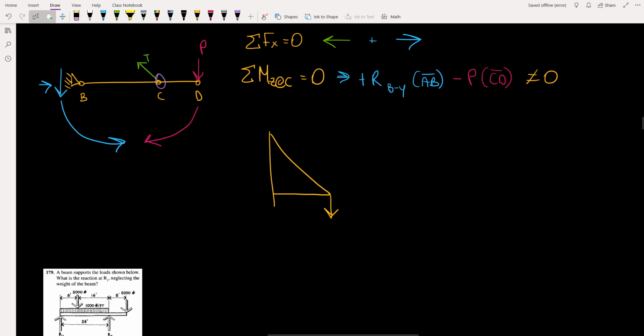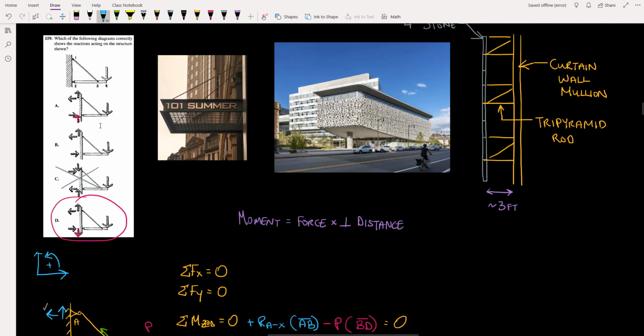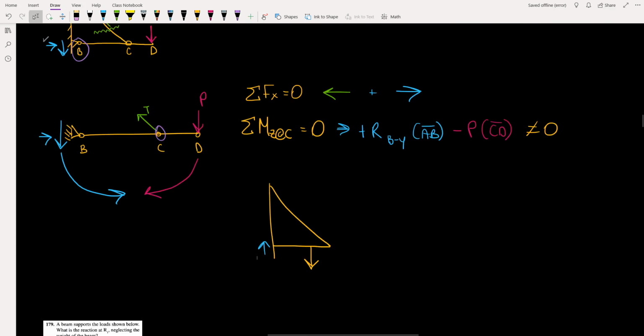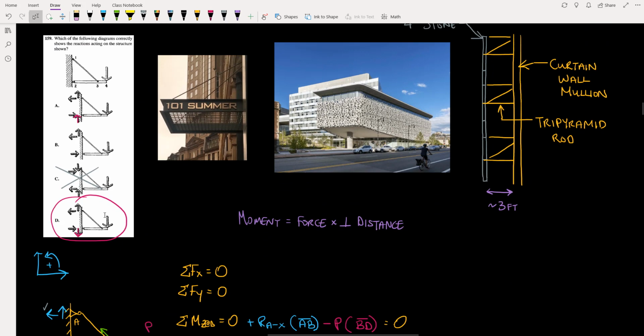Or, if we took this force and moved it to the left so that it was inside the triangle, then the reaction at B would be positive. And the answer in that case would be A. But in this example, with the way they have drawn it, with the point load beyond where this joint is, the answer is D.